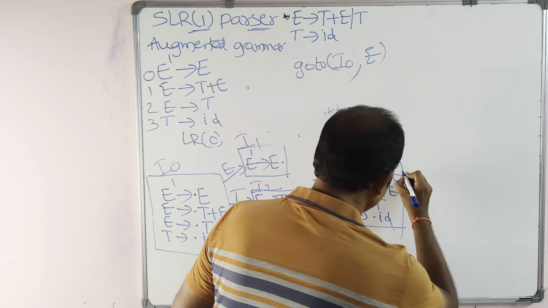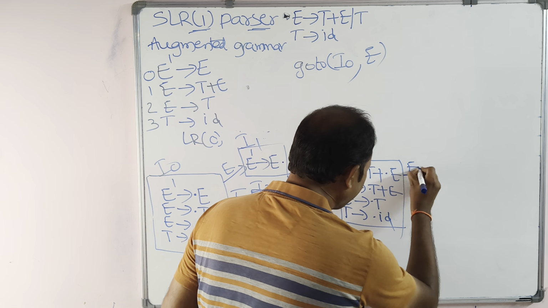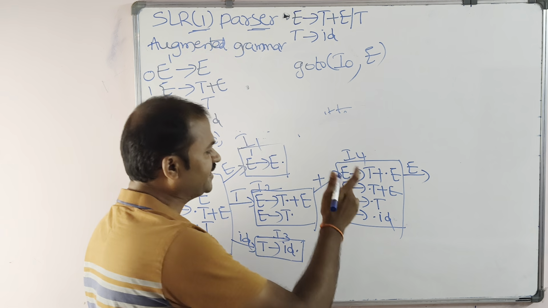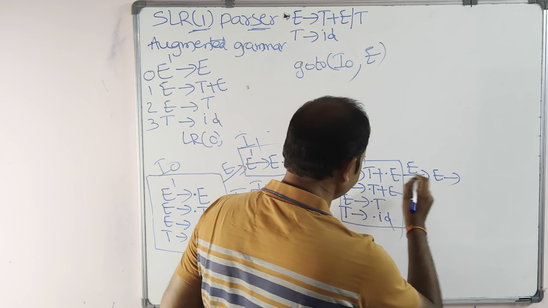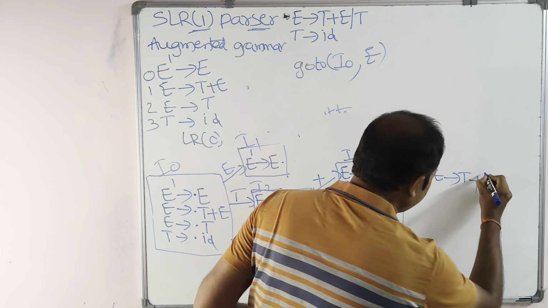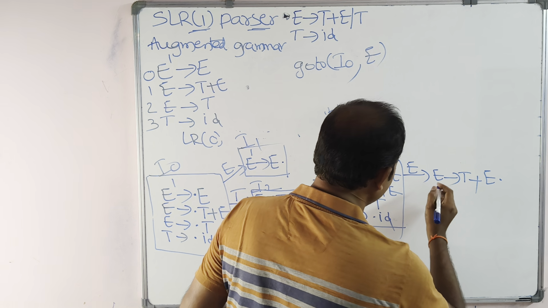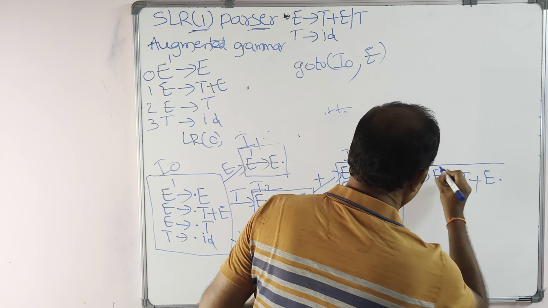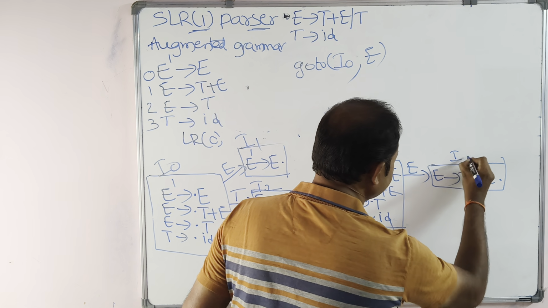Next, if you see here, after dot we have a non-terminal. So apply E on I4, that means go to of I4 comma E. Then the new production will become E produces T plus E dot, where the dot is shifted one position to the right. So calculation is over. Let us assume that this state is I5.